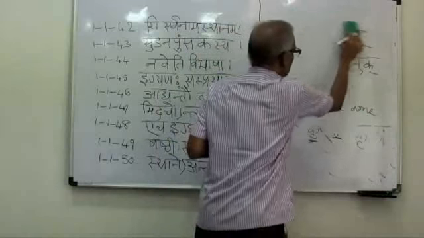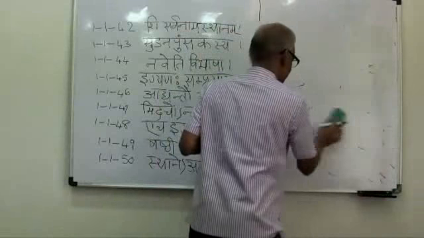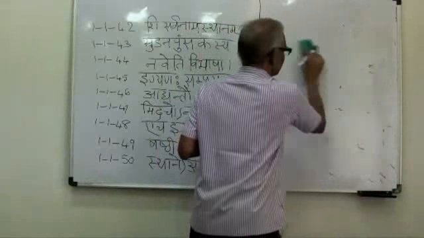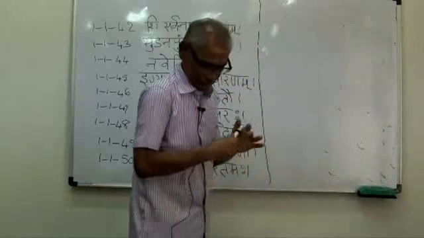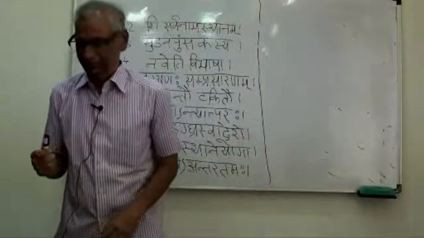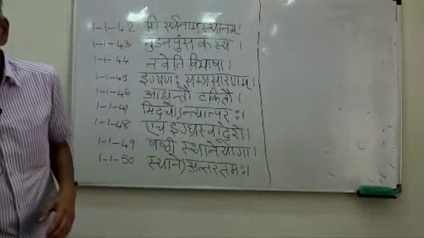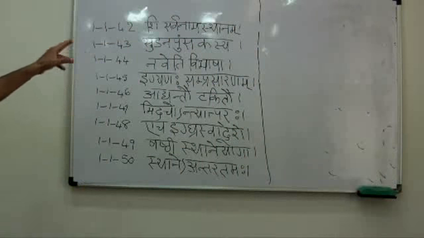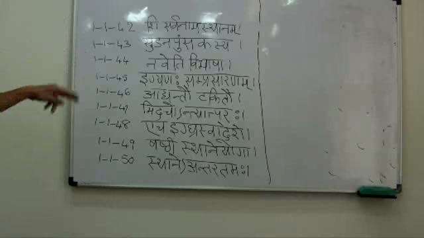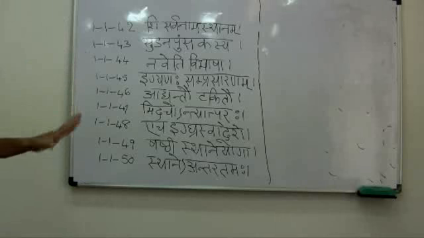So we have taken two examples of tit and two examples of kit. Many more examples can be taken. For want of time, I am not taking them. So today we have dealt with 42, 43, 44, 45, 46. So we will stop the lesson here with the Shanti Mantra.